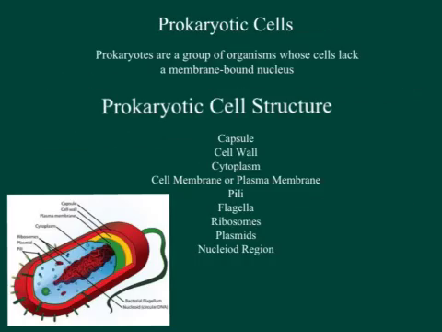Now we're going to talk about prokaryotic cells. Prokaryotic cells are a group of organisms whose cells lack a membrane-bound nucleus. A prokaryotic cell structure is made up of capsule, cell wall, cytoplasm, cell membrane or plasma membrane, villi, flagella, ribosomes, plasmids, and nucleoid region.